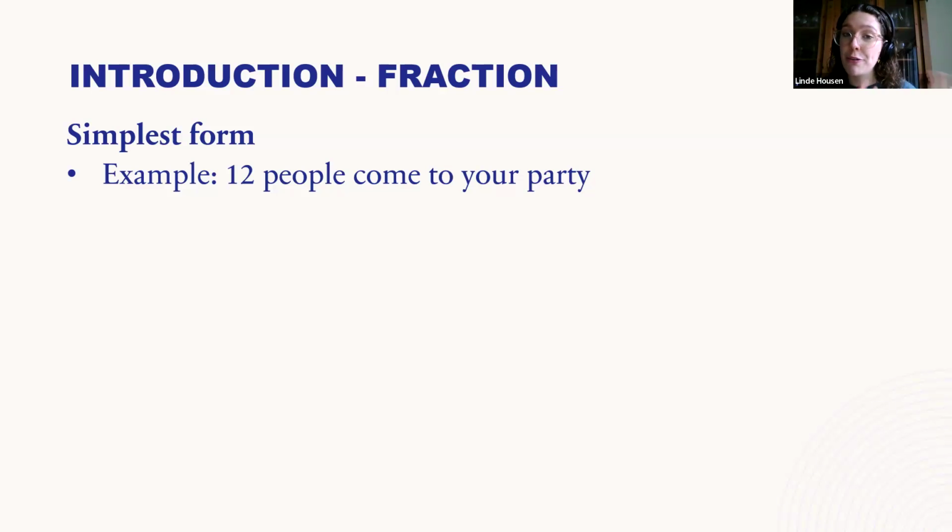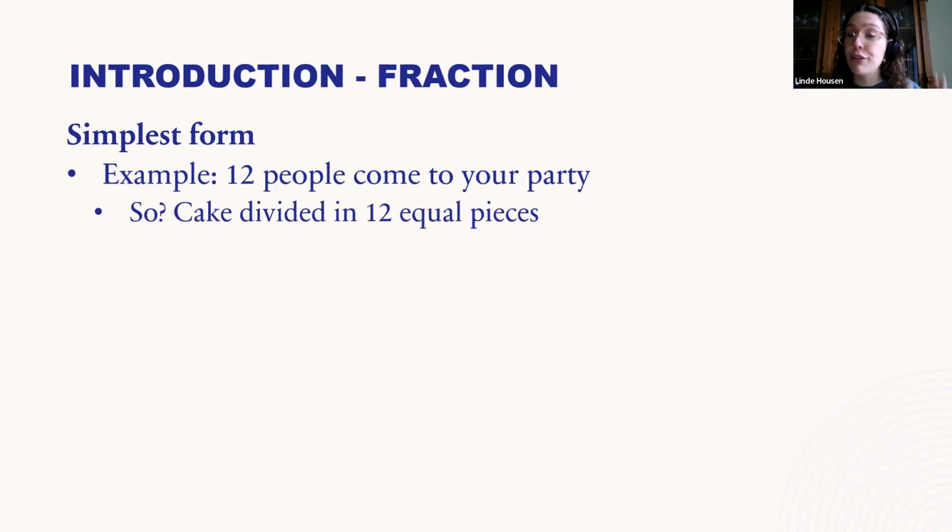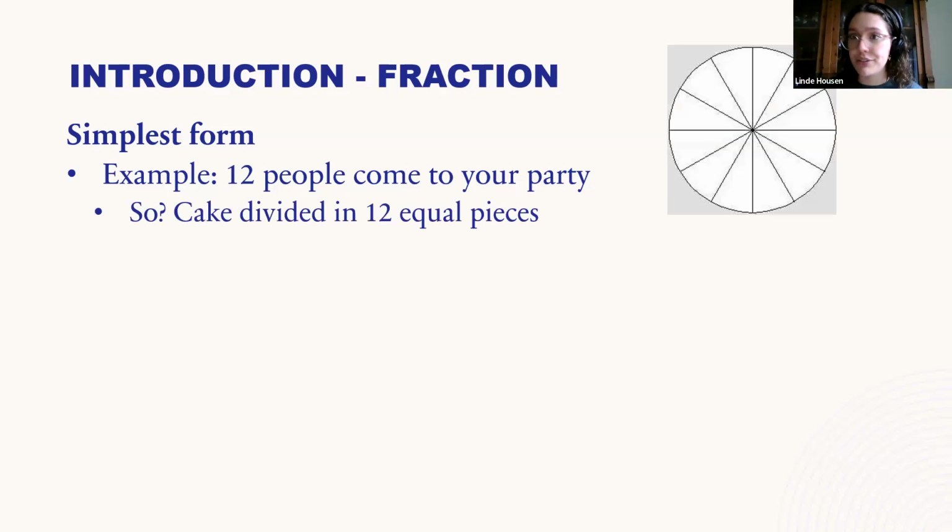So we have 12 people joining our party and we bought one big pie for everyone. In how many equal pieces would we cut the pie so that everyone can enjoy a piece of the cake? This was the answer. We can say it together. 12, indeed. So we will cut up the cake in 12 equal pieces so that all of our friends can enjoy the cake.